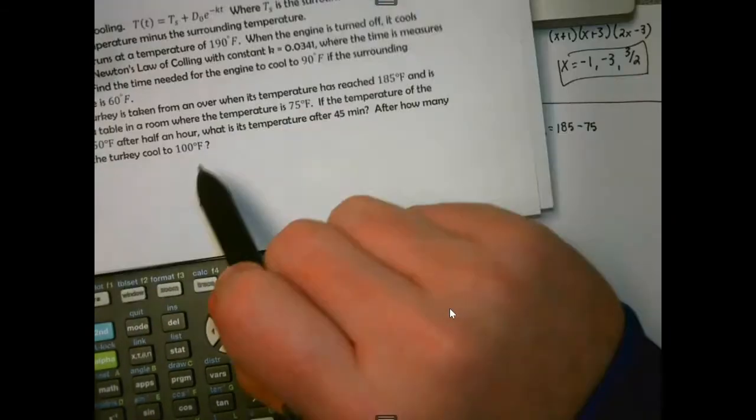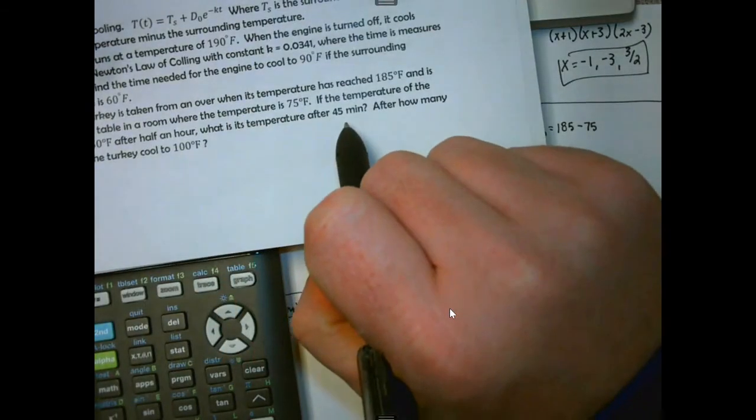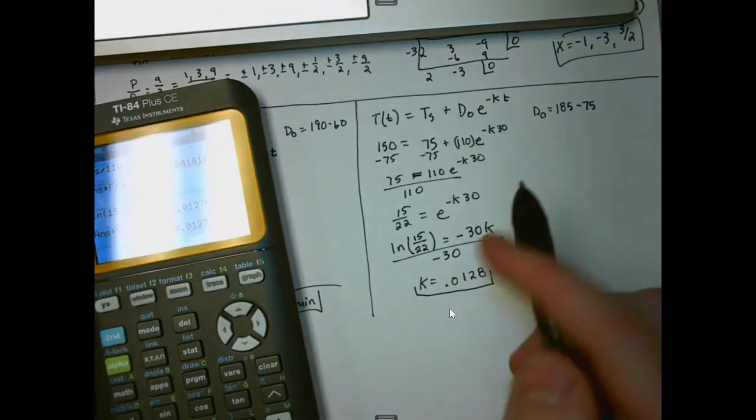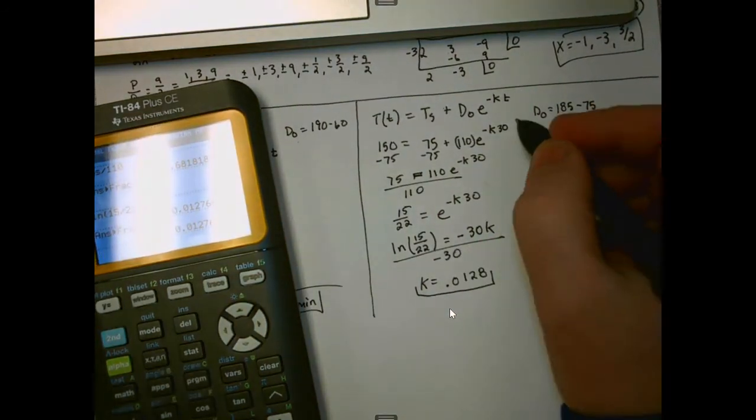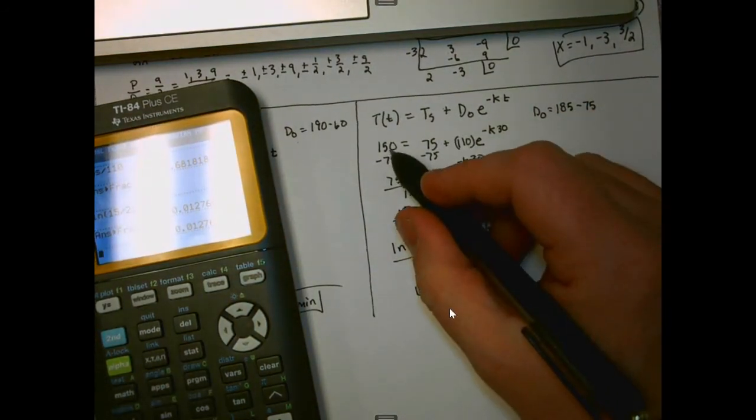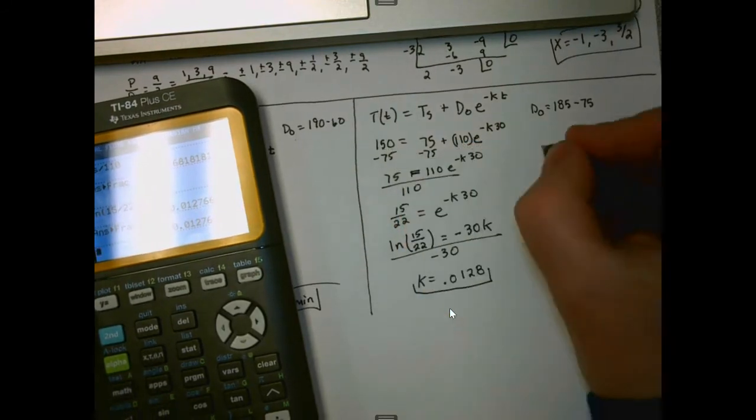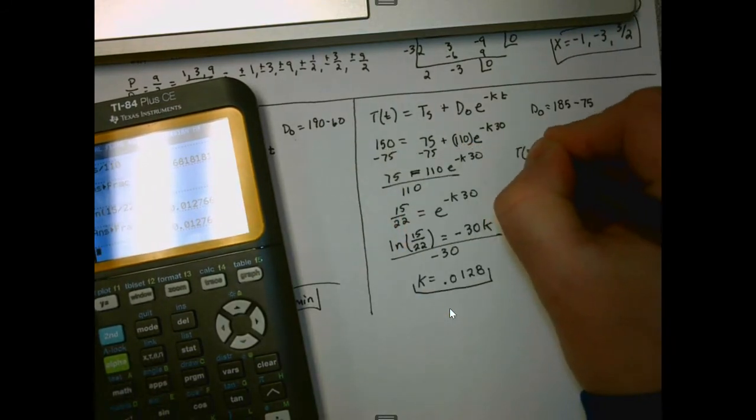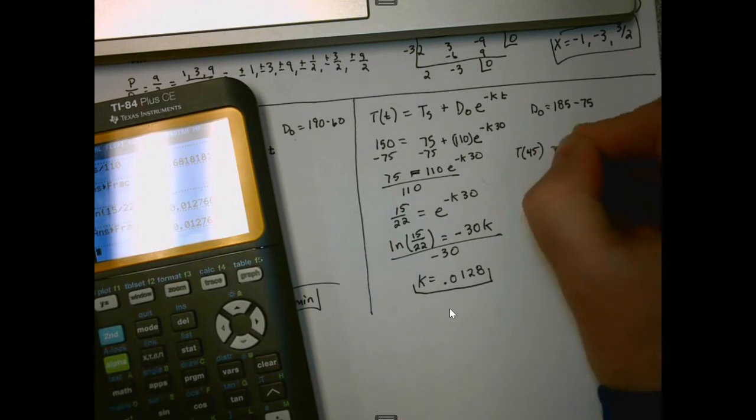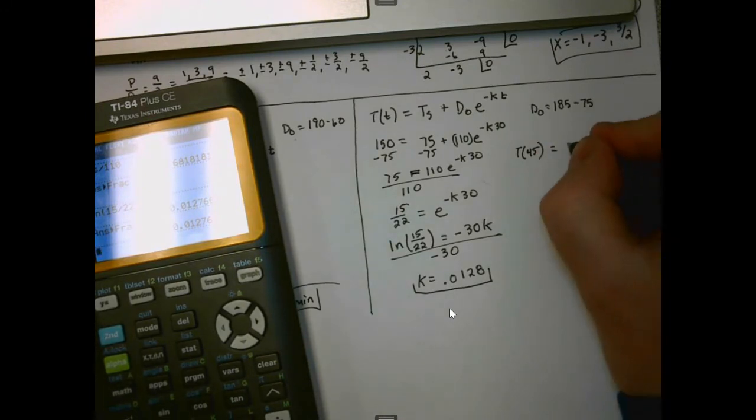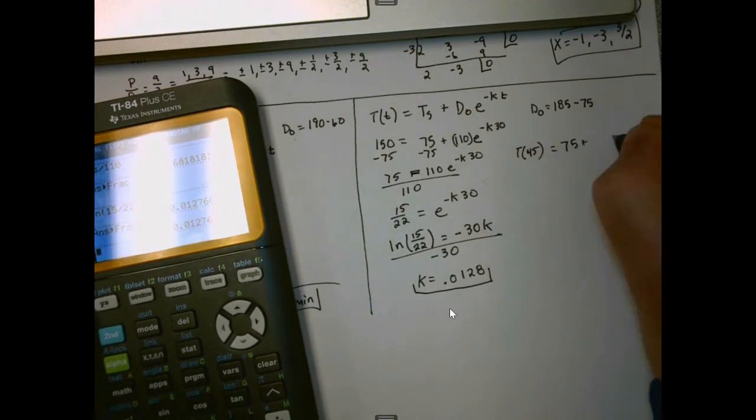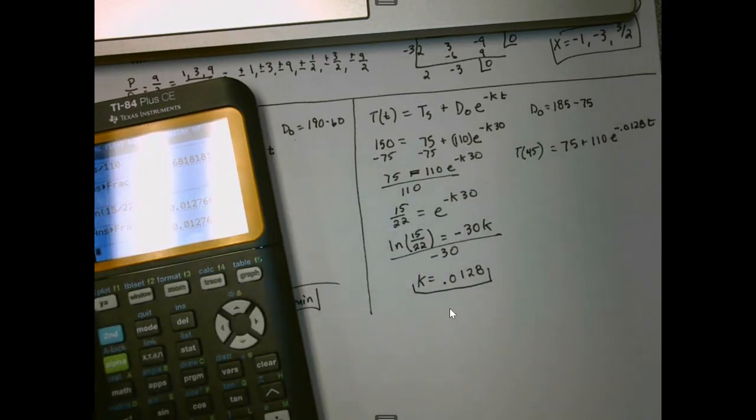And it says, what temperature is it after 45 minutes? So now we're going to use all the same stuff, except we don't know T of t. So I really want T of 45 and see what that equals. So T S is still the same. D naught is still the same. e to the minus 0.0128 t. t was 45.